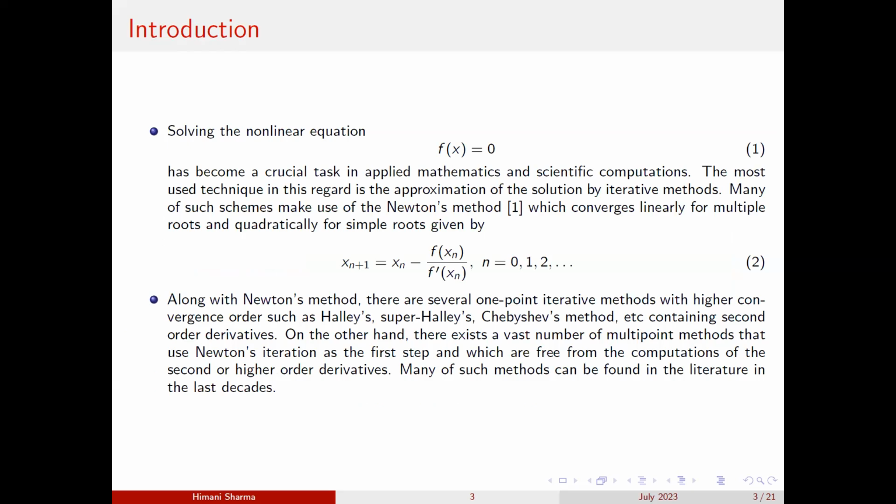Newton's method is one of the primary methods, which converges linearly for multiple roots and quadratically for simple roots, given by equation number 2. Now, there are many one-point iterative methods with higher order as compared to Newton, such as Halley's method, Super-Halley's, Chebyshev method, etc. But they all have their practical limitations due to the second-order derivative involved.